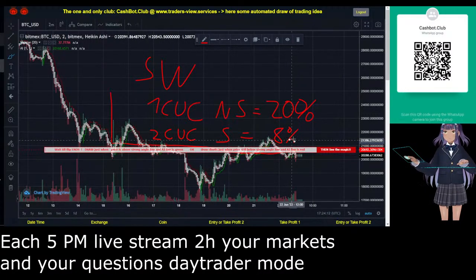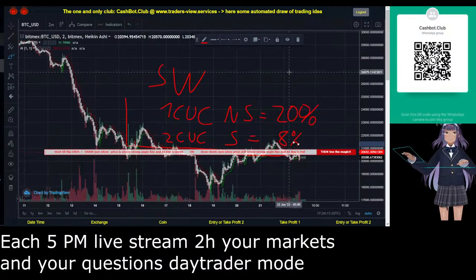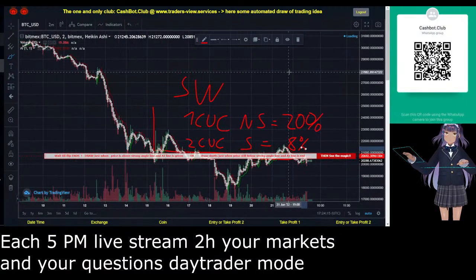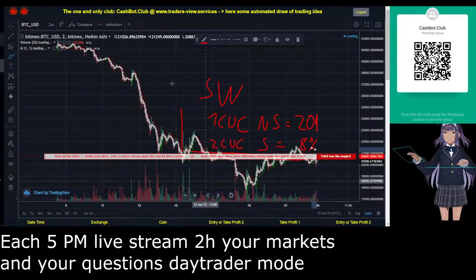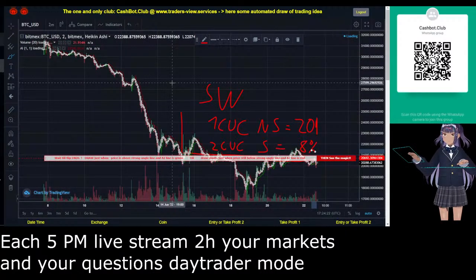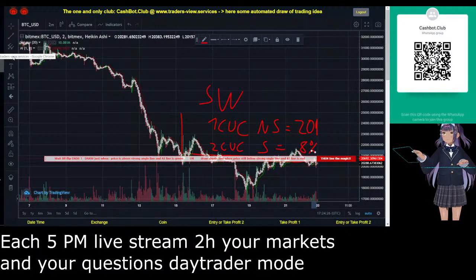So the next question is how to enter it. The system of how BTC works is really easy. BTC is a 3-touch coin, which means that you always have 3 bounces up or down before the session.